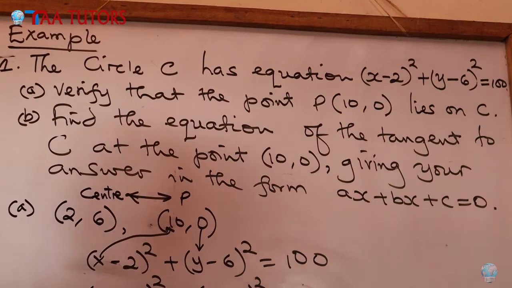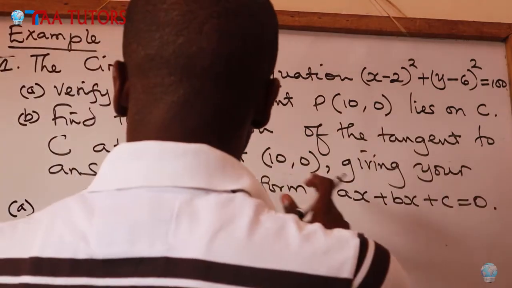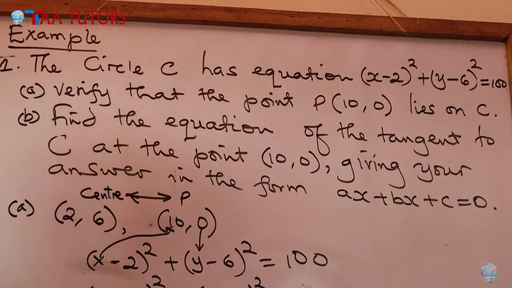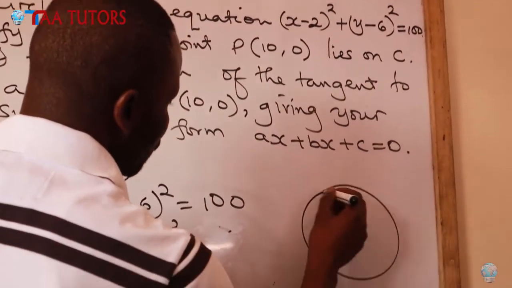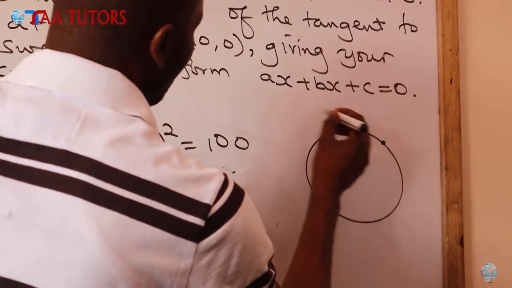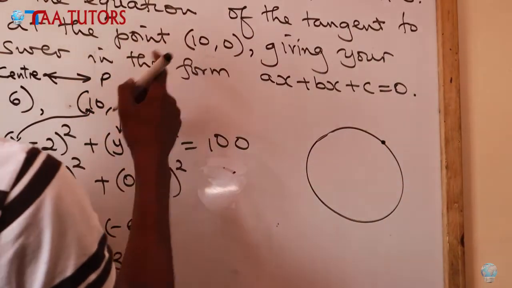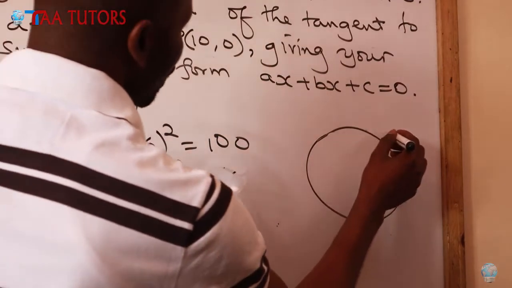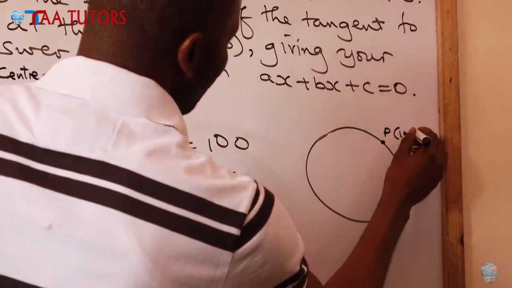Then they are telling us to find the equation of the tangent to C. I want you to know that the tangent, if this is the circle, we have determined maybe point P, at this point, point P, so we can say P here is (10, 0).